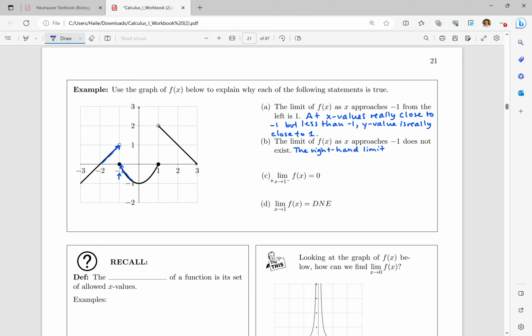So the way we explain that is we say the right-hand limit as x approaches -1 is 0, but we said in part A that the left-hand limit was 1. So these are not equal.